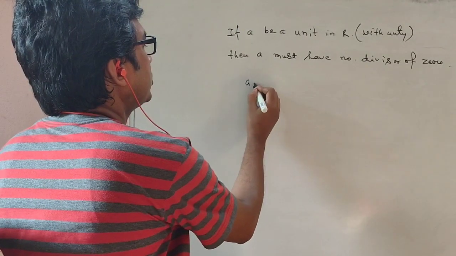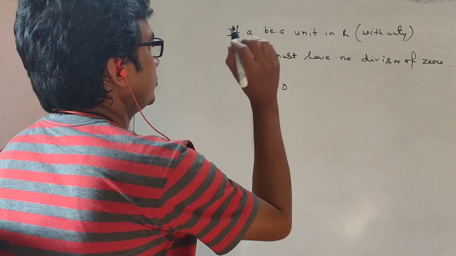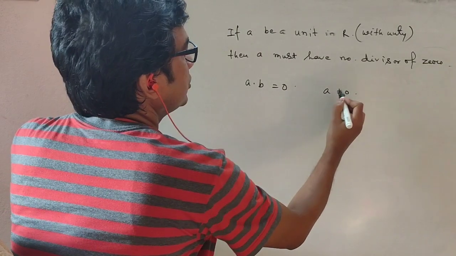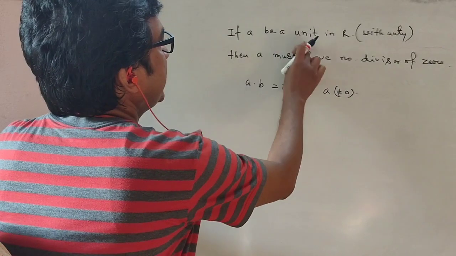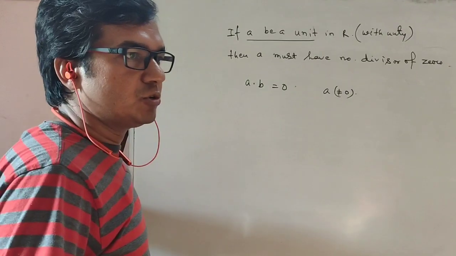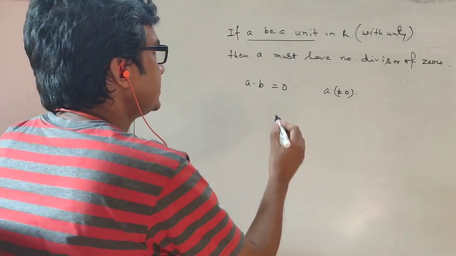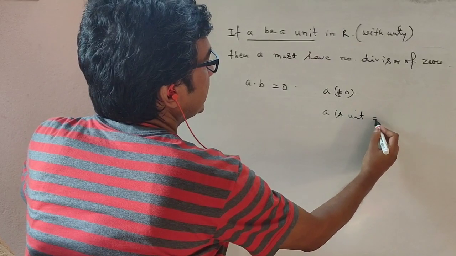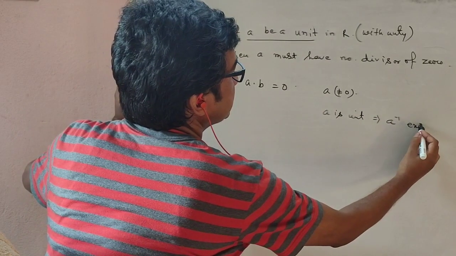Let A dot B equal to 0. Here A is not equal to 0 because A is a unit element, so A must be non-zero. Since A is a unit, this implies A inverse exists.